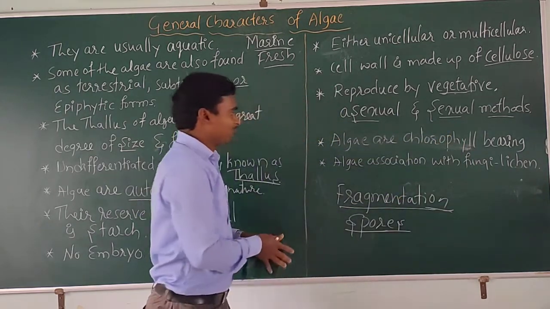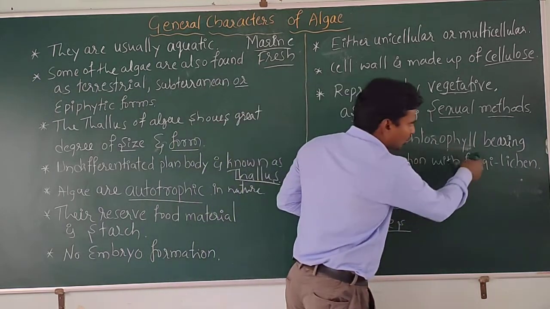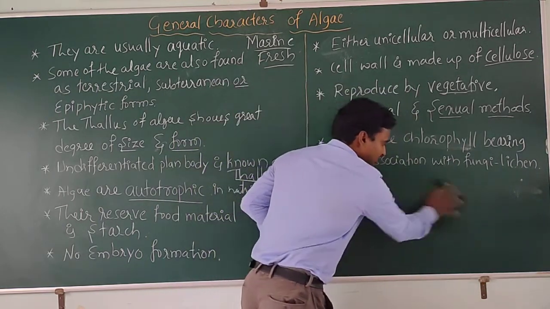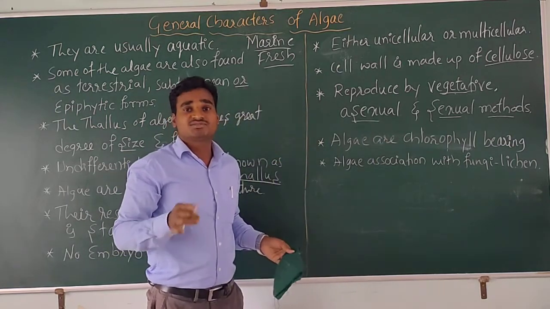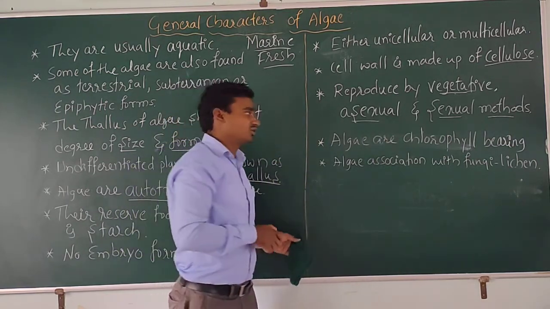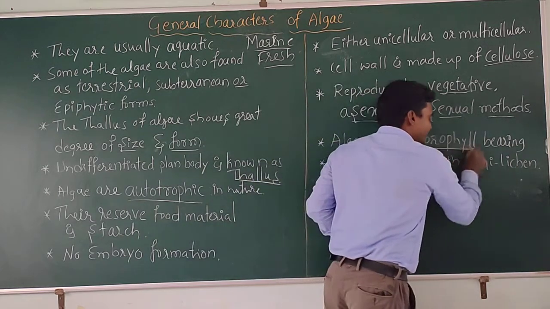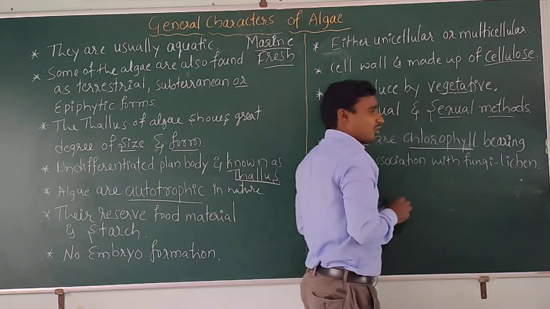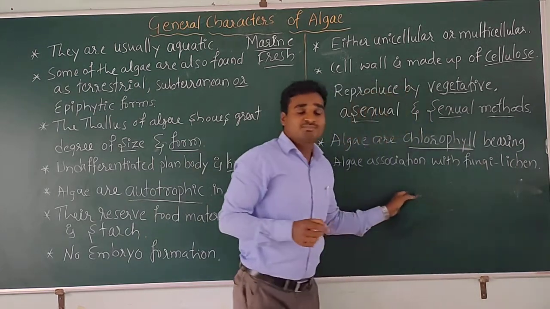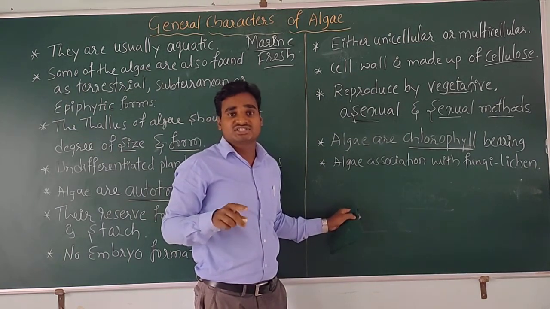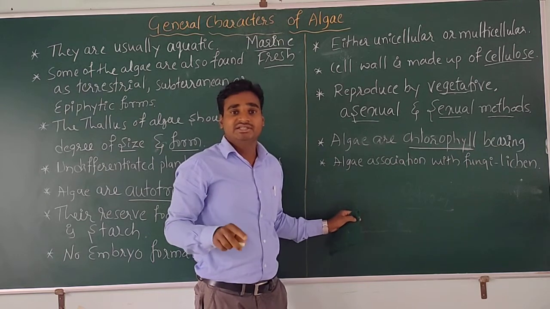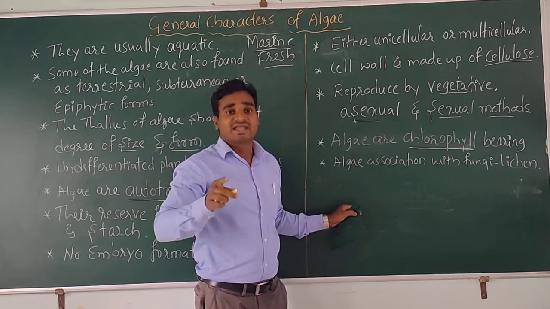Next point, algae are chlorophyll bearing. So the photosynthesis process takes place in the algae, because chlorophyll is present. Why is chlorophyll there? It helps produce its own food in the process of photosynthesis by using light and carbon dioxide.